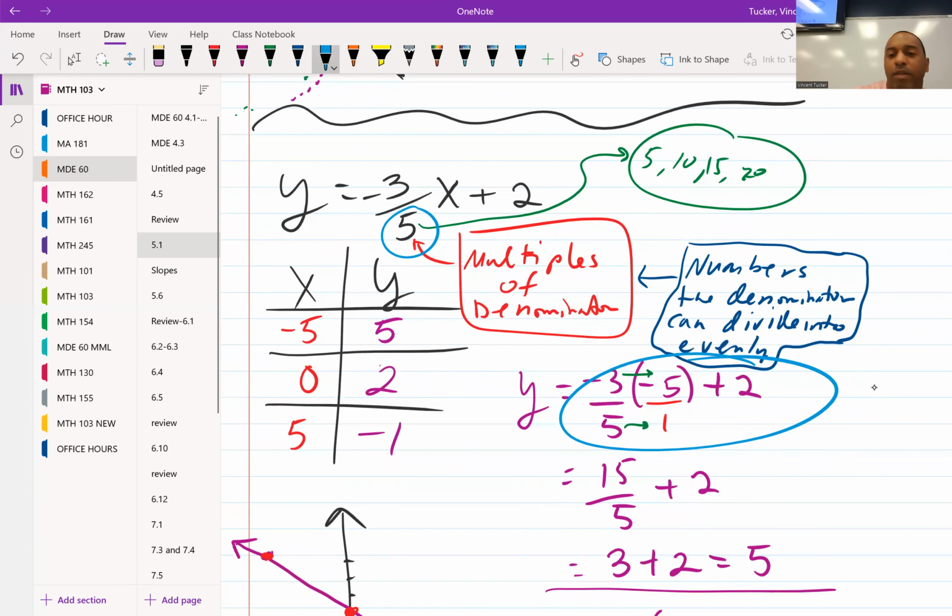Plugging in -5 for x, we have -3/5 times -5 plus 2. You could cancel out first, or you can just multiply across. This depends on how you normally deal with your fractions. It's up to you. Either way, you still get the same answer. I went ahead and just multiplied across. So that's how I got 15 over 5 plus 2. And then 15 over 5 is 3. 3 plus 2 is 5. So that's how we got the first y value.